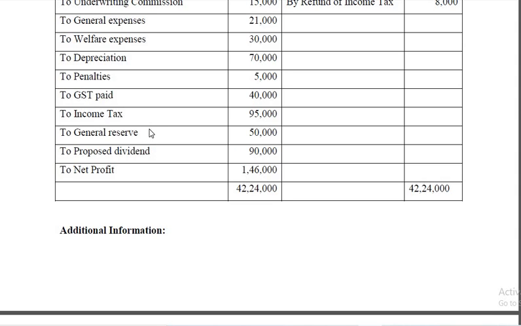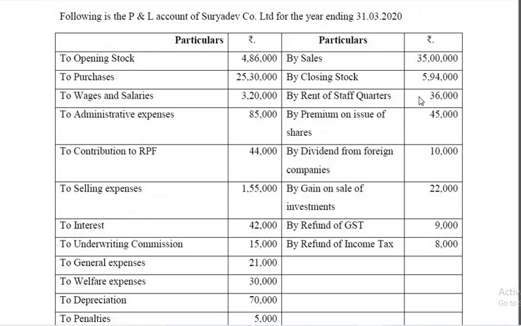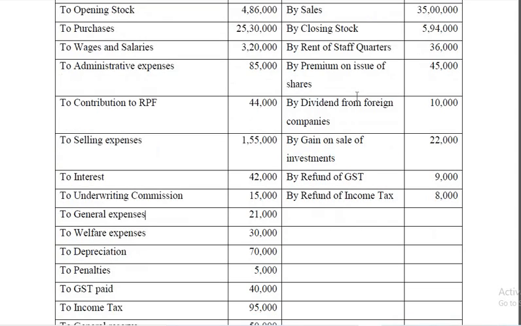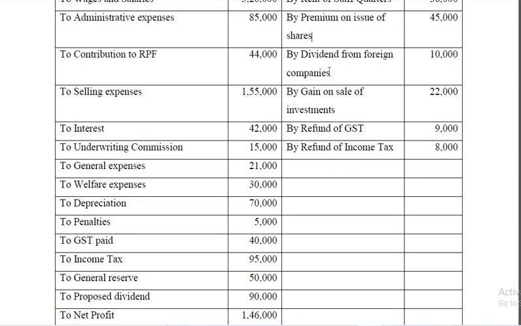These are the disallowed items, inadmissible expenses. And look at the items on the credit side. So these are okay. Rent of staff quarters is allowed. This is taken as business income. On the other hand, if you take it as income from house property, then it should be deducted. Premium on issue of shares should be deducted. Then dividend from foreign companies will come under income from other sources, so it should be deducted.